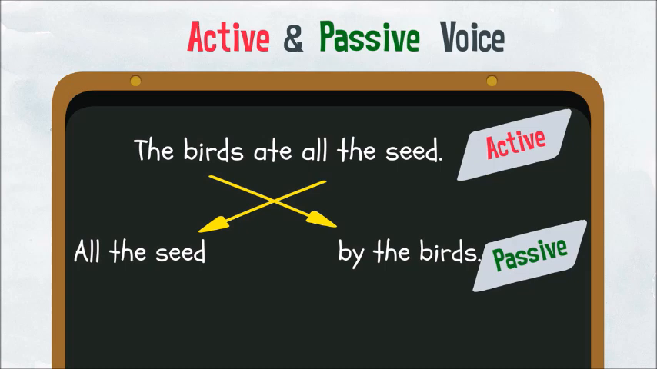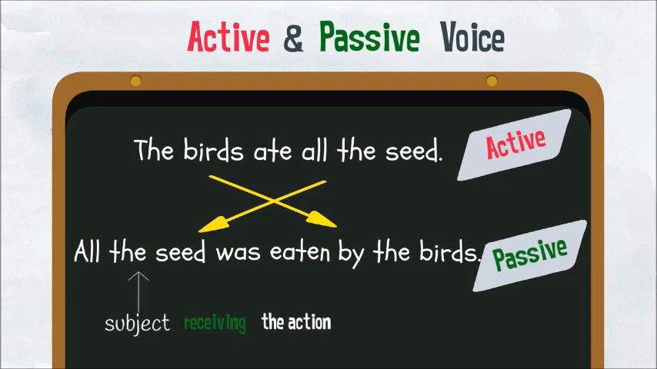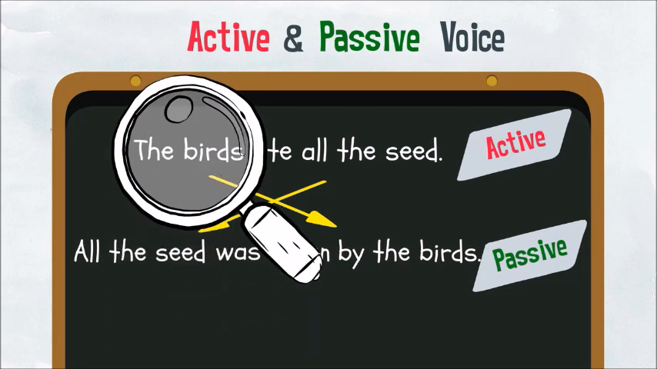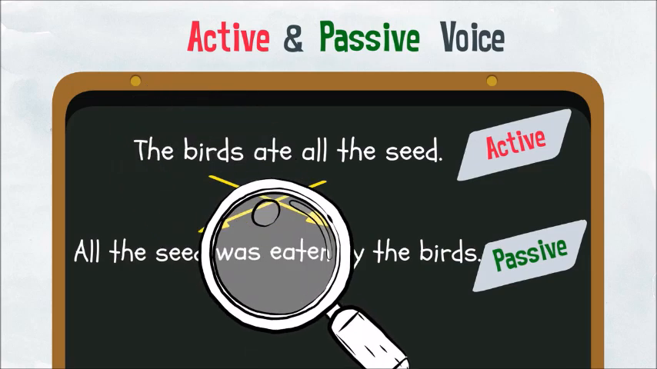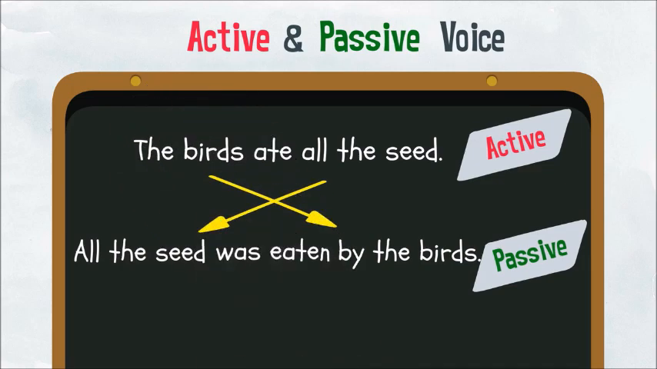We also need to add the word by. We then use the matching form of the verb to be in combination with the past participle of the verb, which in this case is was eaten. All the seed was eaten by the birds. We know this sentence is written in passive voice because the subject is now receiving the action rather than performing the action. In passive voice, the focus shifts from the person or thing performing the action to the result of the action. For this reason, the agent is often left out altogether. For example, we could write, all the seed was eaten.